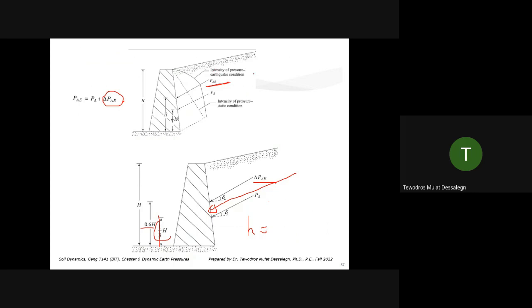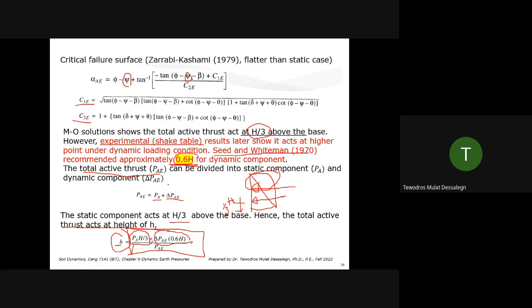Intensity of pressure due to earthquake condition. That's this envelope. Intensity of pressure, static condition, the dotted lines. Is that clear? So you can visualize it. So if you have a height h for the retaining structure, then the dynamic component acts at 0.6 h, the static component at 1/3 h. So if I ask you at what height the net force, the total force, is acting, you should find a weighted average, which is this one.